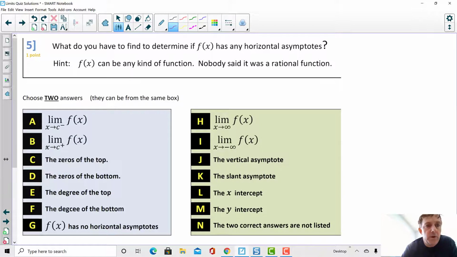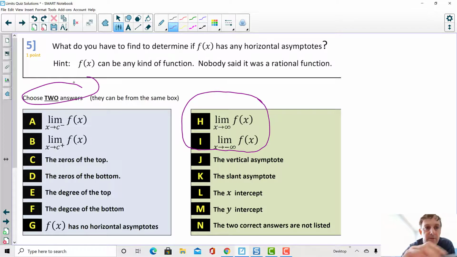Okay, here they're asking, what do you have to find to determine if the function has a horizontal asymptote? Okay, we just talked about it in the previous question. We want to find the limit as x goes to infinity and the limit as x goes to negative infinity, and that's it. It told us to choose 2 answers, so it kind of helped us a little bit.